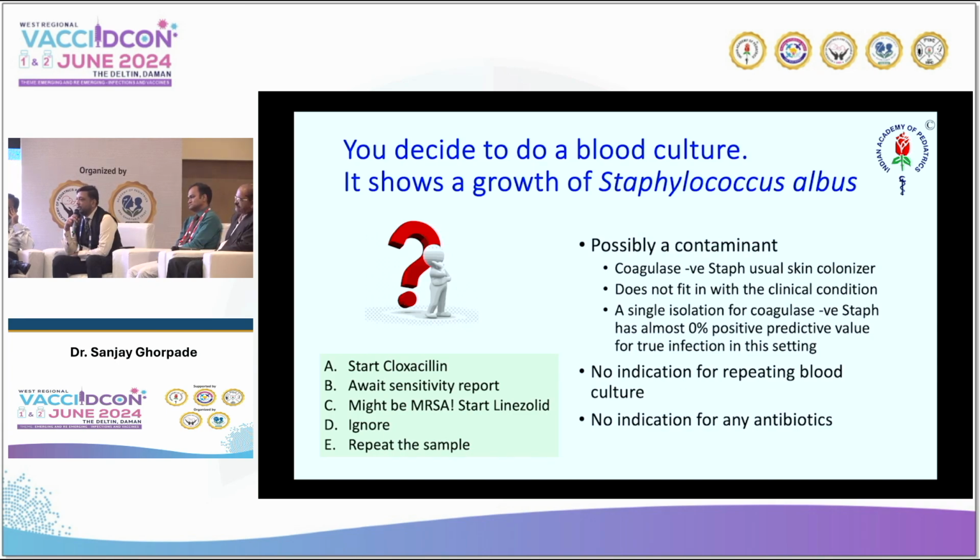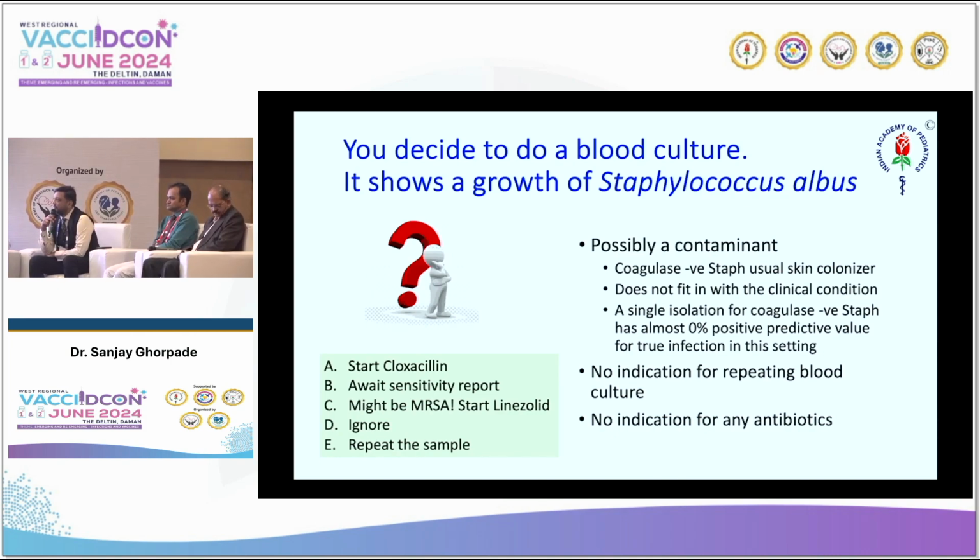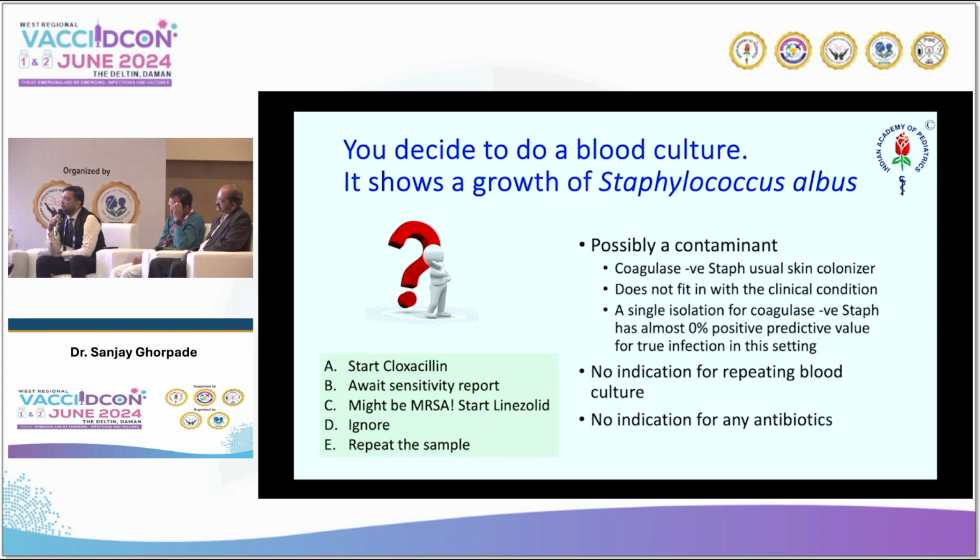So for me, in this case, I would ignore the blood culture and look out for other causes of the fever. And if the fever is still persisting, I can take a repeat sample with a good technique later on. Absolutely, all right. That means this is a contaminant, that this comes in the CONS group of the category.